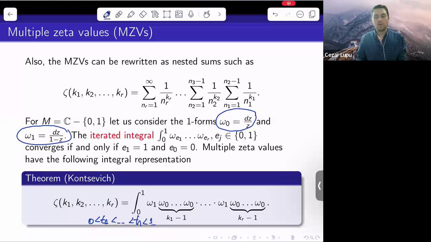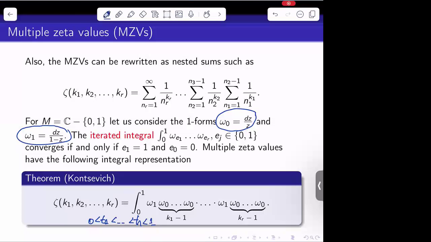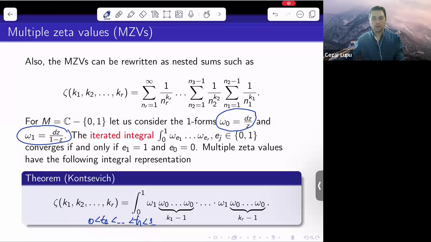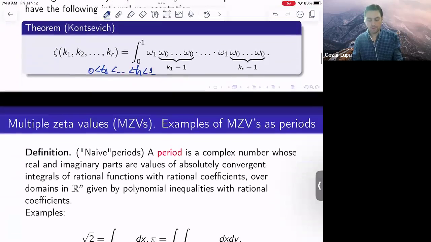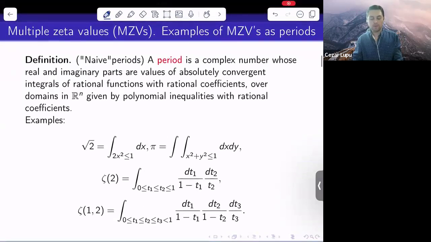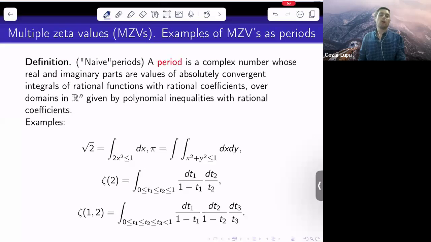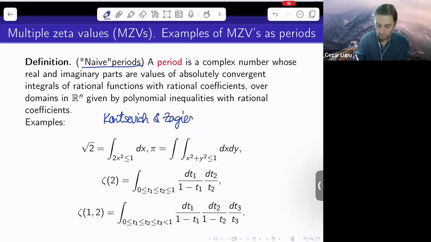In other words, we can say that multiple zeta values are periods, what we call periods. I will just say a few words. I'll give the definition of naive periods in the sense of Kontsevich and Zagier. Yeah? So naive periods, in the Kontsevich and Zagier definition.